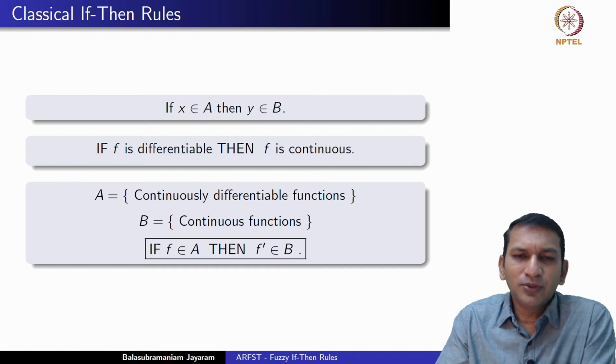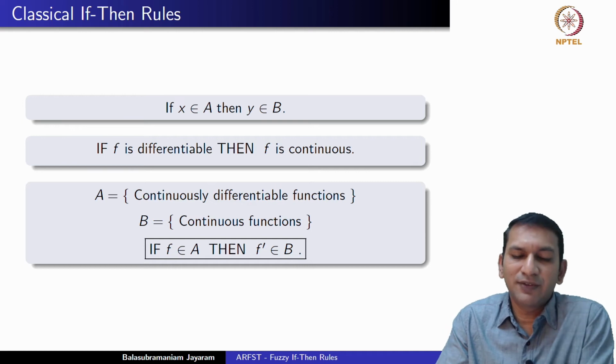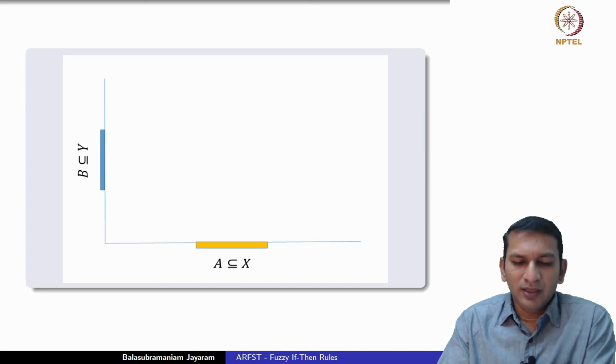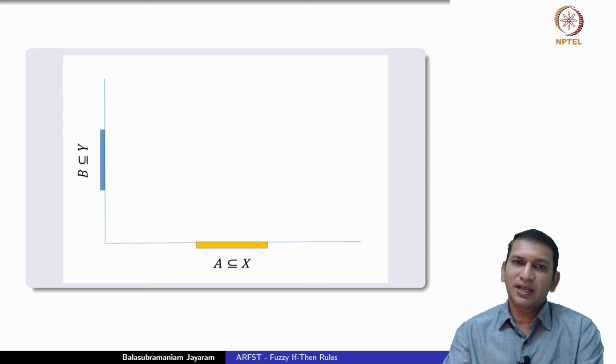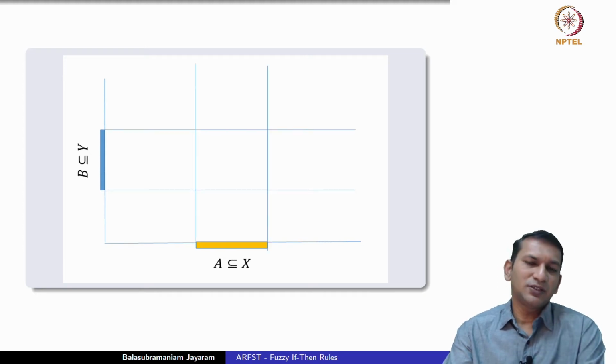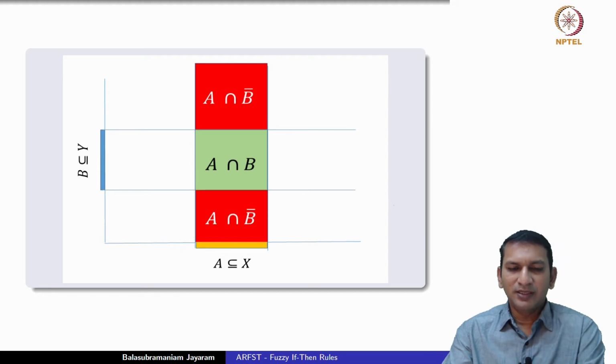Well, now let's try to look at what this piece of knowledge tells us. If X belongs to A, then Y belongs to B. So A is a classical subset of X, and B is a classical subset of Y. Now, if you look at this domain X cross Y, we could perhaps partition it as follows. This is the part where it is A intersection B. That means any pair U comma V coming from here, U will belong to A and V will belong to B.